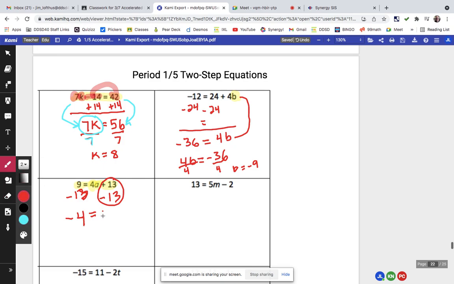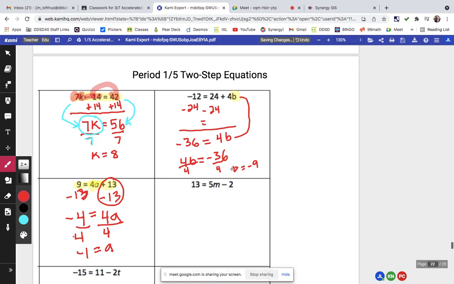So 4 times this number is equal to negative 4. We're going to undo that 4. So that's going to give us just A. So that means we have to undo the actual number that we know, the amount, and so that's negative 1.